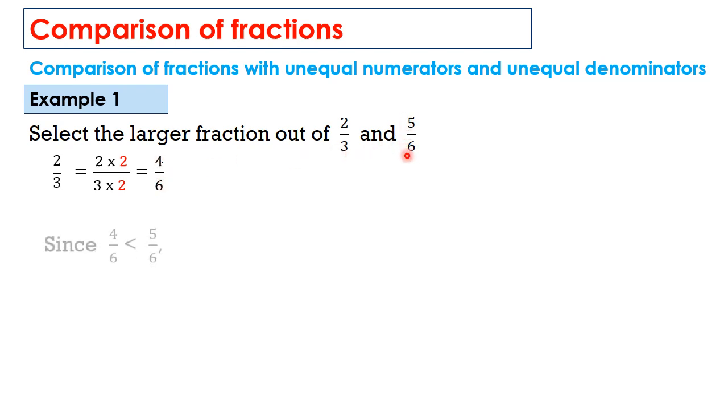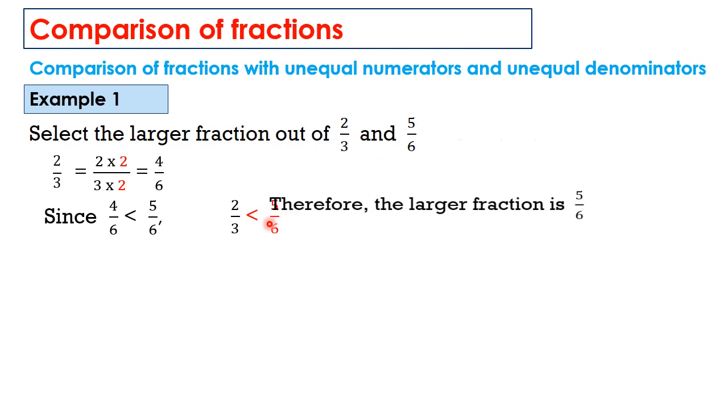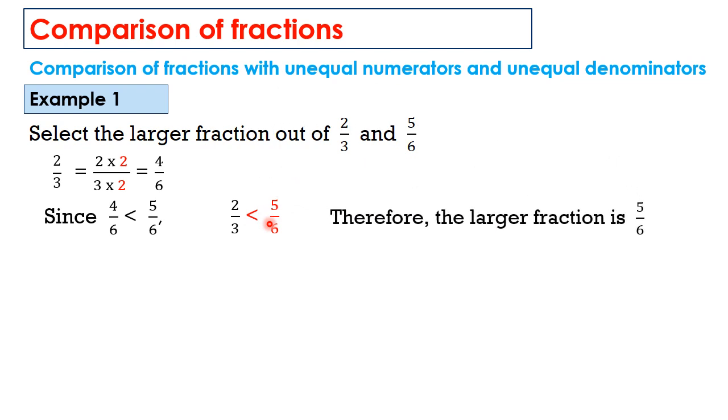Already this is 5/6. Since 4/6 is less than 5/6, therefore, the first fraction is 2/3, the second one is 5/6. After getting the result, we write using the sign comparing the given two fractions. The first one is smaller than the second one. Therefore, the larger fraction is 5/6.